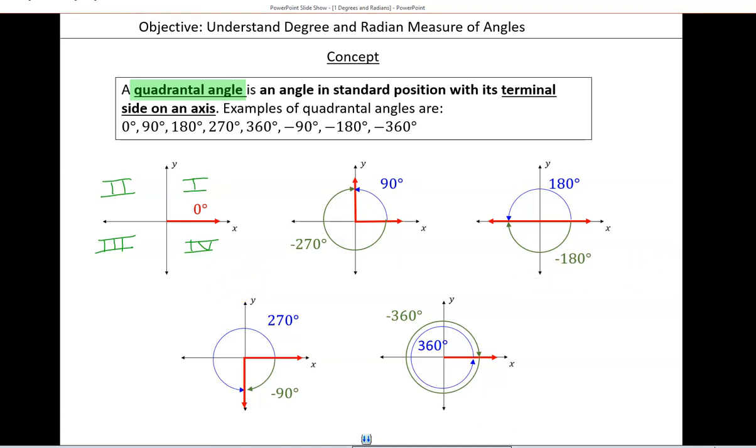So their terminal side is always on part of an axis. So 0 degrees is an angle measurement for us, but its initial side and its terminal side are both together on top of each other, creating a ray rather than an angle, a traditional angle where there's space between them.